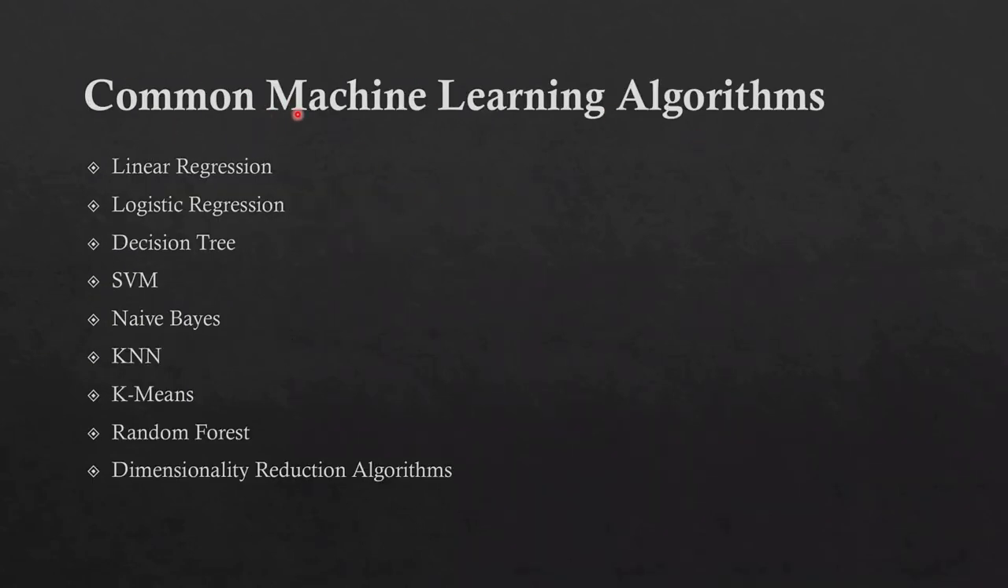Some of the most common machine learning algorithms: we have linear regression, which we saw a few slides back, and then logistic regression. We have decision trees, SVM, naive Bayes, k-nearest neighbor, k-means algorithm, random forest, and dimensionality reduction such as PCA. A lot of these are very famous and very common, and any scientist in computer science or machine learning needs to know these in order to move on to research or something like that.